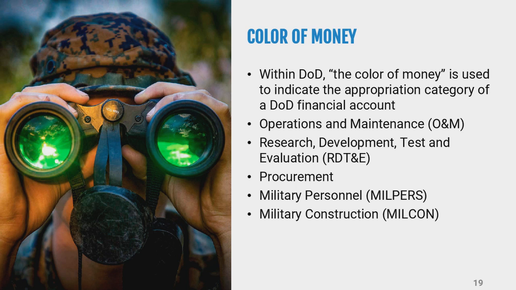Operations and maintenance is used for day-to-day activities to include base operations. This is where you buy things to keep your posts and stations open, copy paper, services. Procurement is used to purchase major end items and defense systems. It's also used for initial spares when you're fielding a system, and it can be used for major modifications to fielded systems.